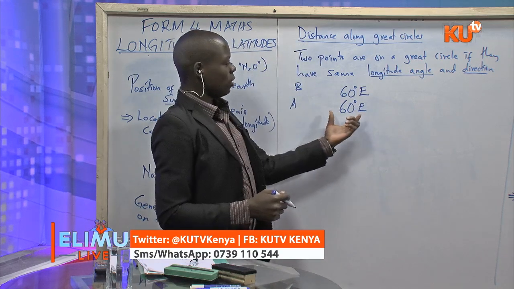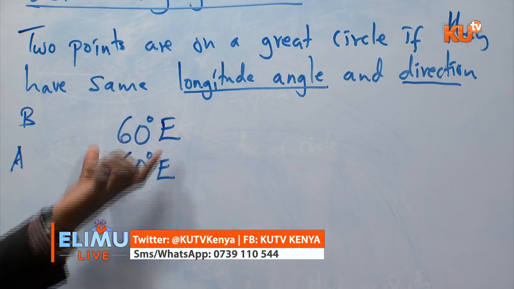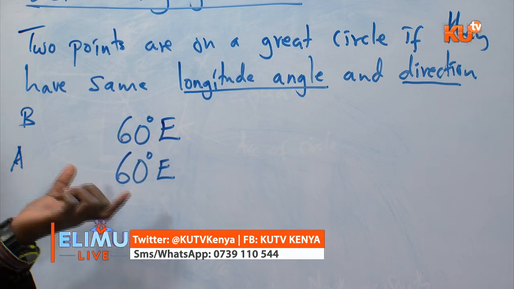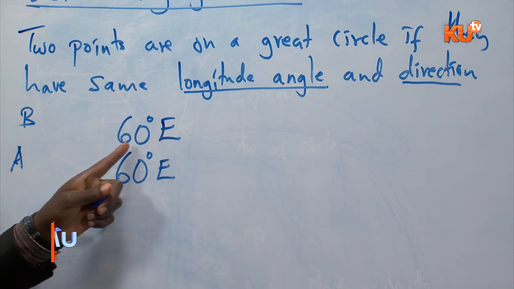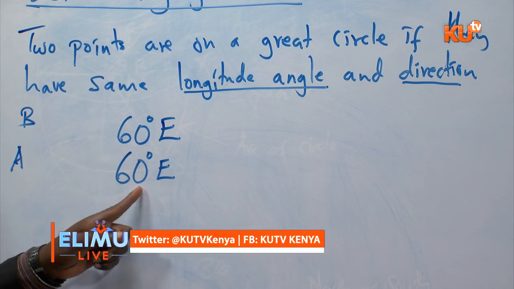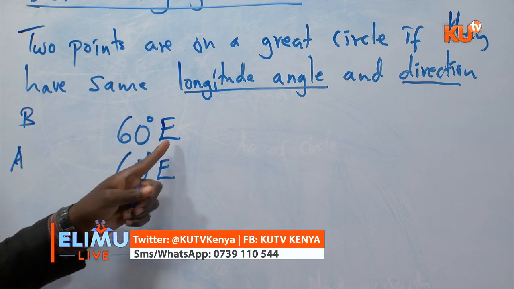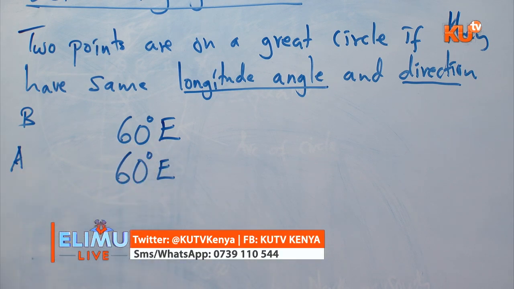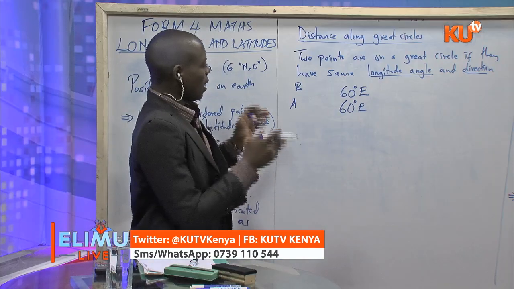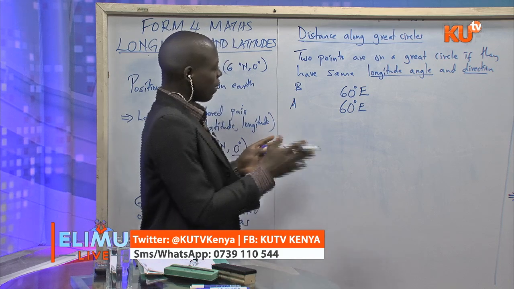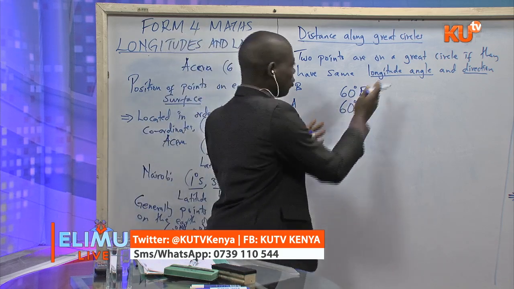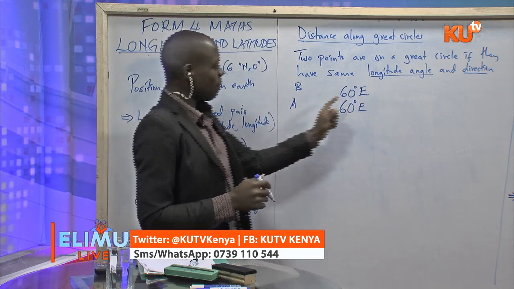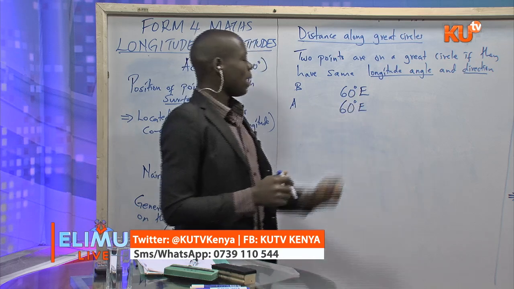If we find these 2 towns, or these 2 points, then they will be on a great circle, because they share the same longitude angle, 60-60, and they are in the same direction of the Greenwich meridian, east-east. So it is quite important to know that we identify great circles by looking at the longitudes, and the longitudes have to be the same angle and in the same direction.